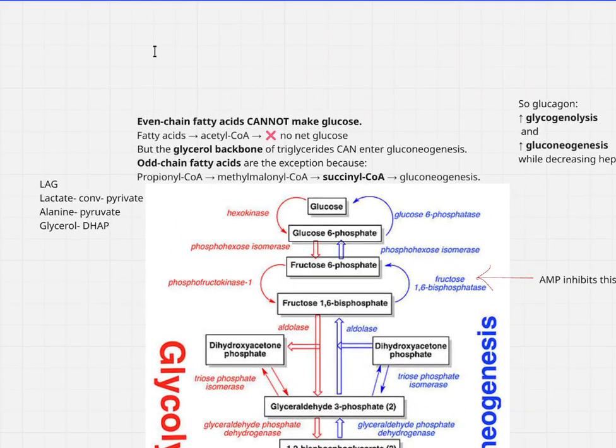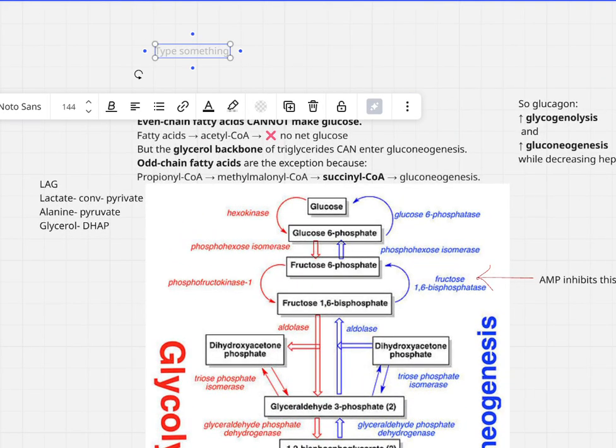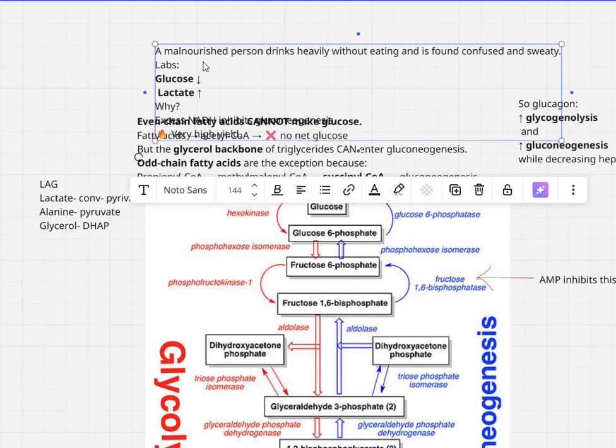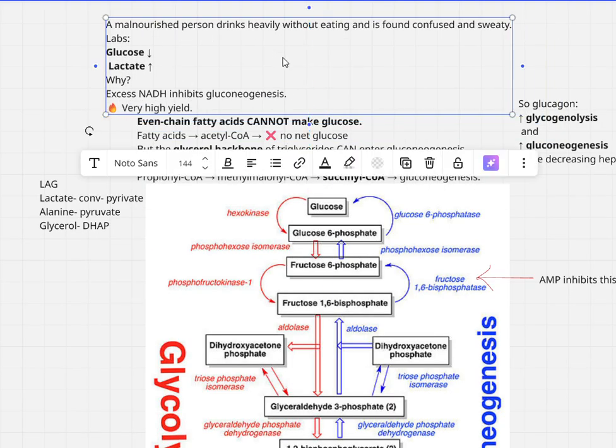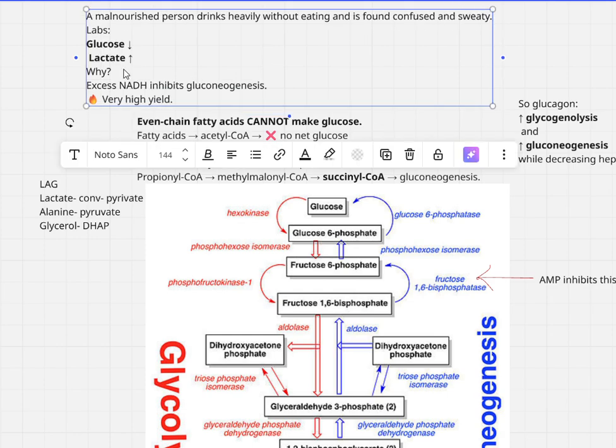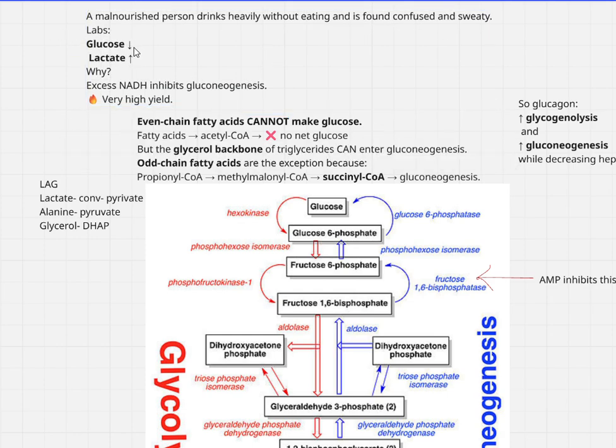Let me punch the text button here. This is very, very high yield. It's very commonly asked on exam questions. So, a malnourished person drinks heavily without eating and is found confused and sweaty. Labs will reveal a decreased glucose and increased lactate. Why? Because excess NADH inhibits gluconeogenesis, and this is very, very, very high yield, right?